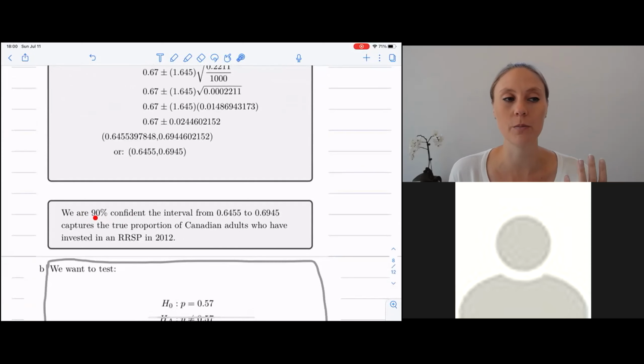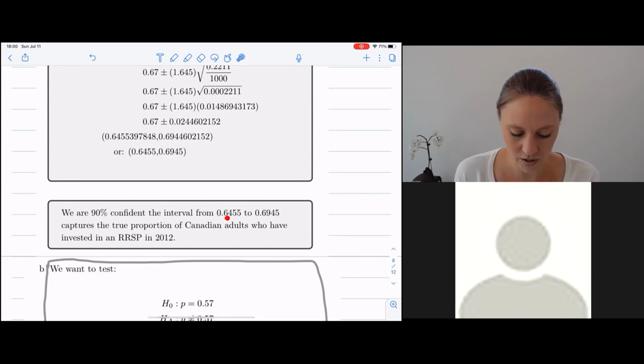It's the same interpretation that we used for the mean, except now we have to remind ourselves that we're actually talking about proportions here. So we're 90% confident that the interval from 0.6455 to 0.6945 captures the true proportion of Canadian adults who have invested in an RRSP in 2012.